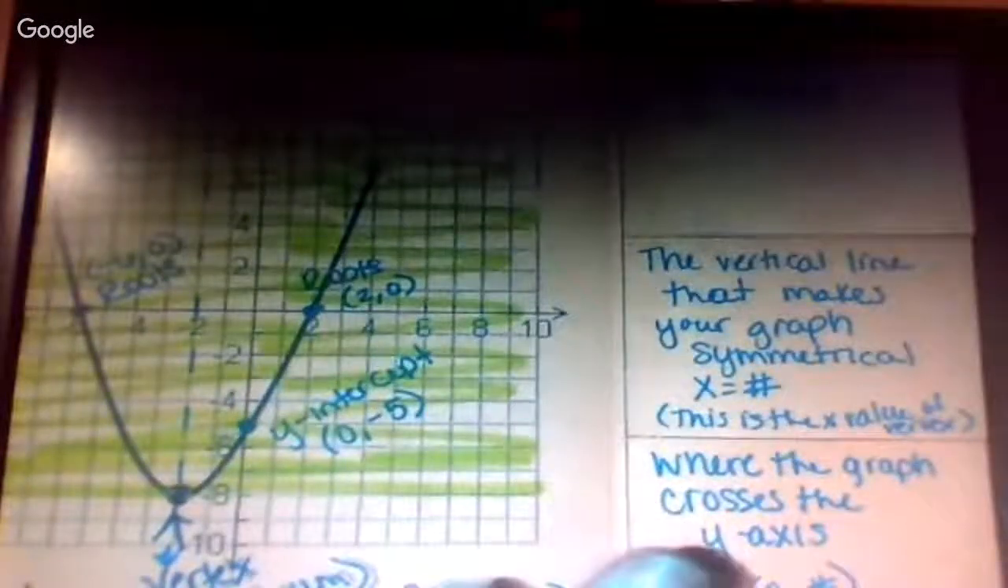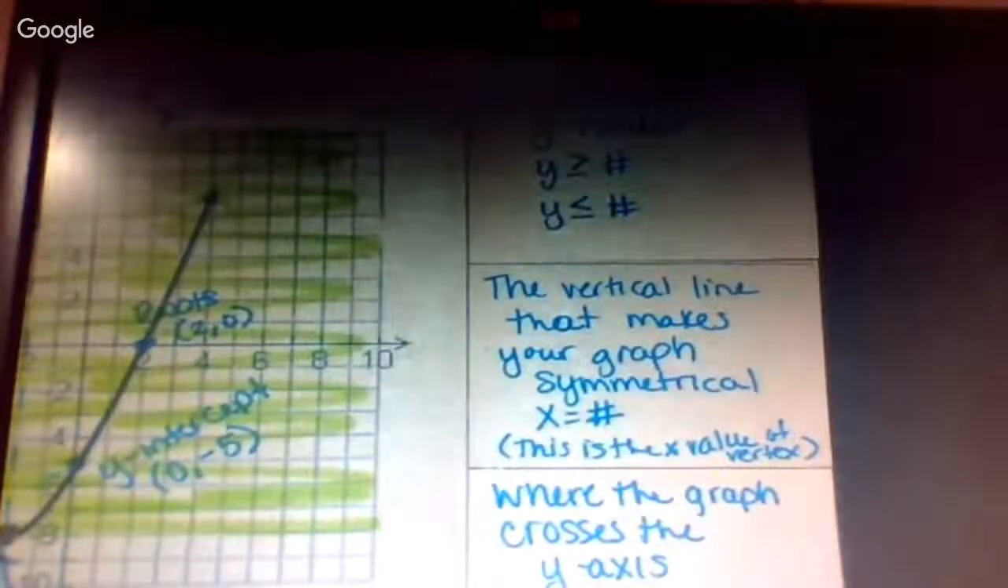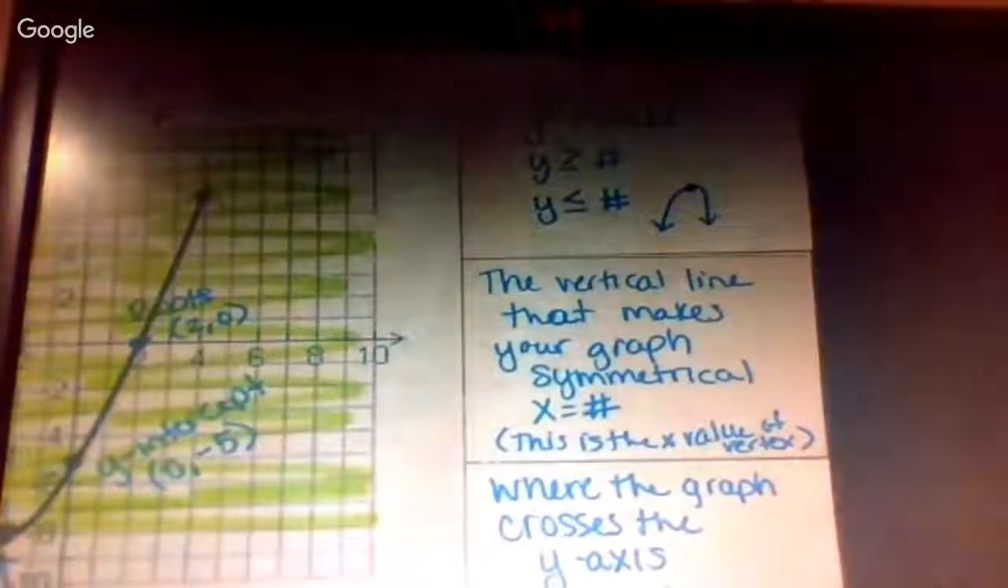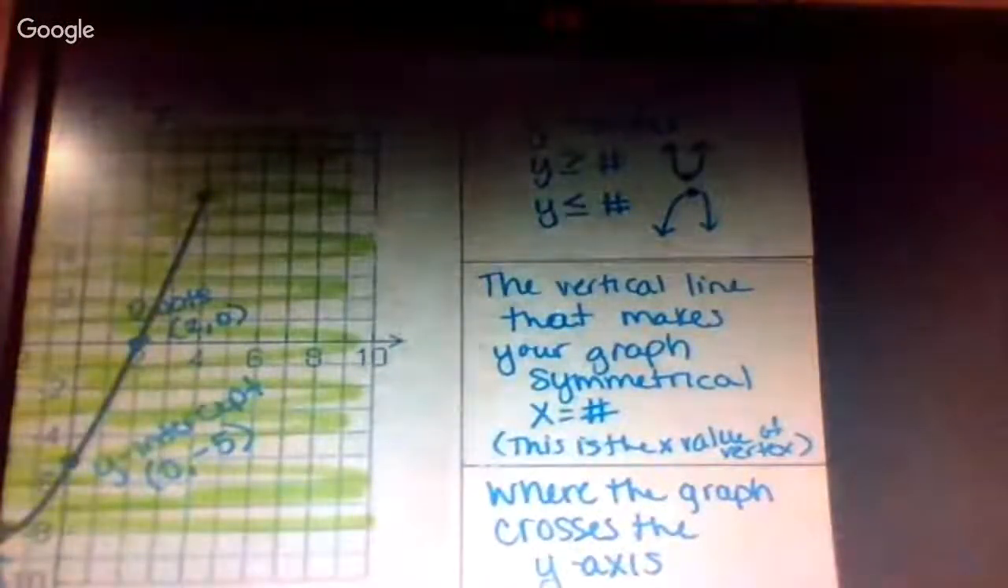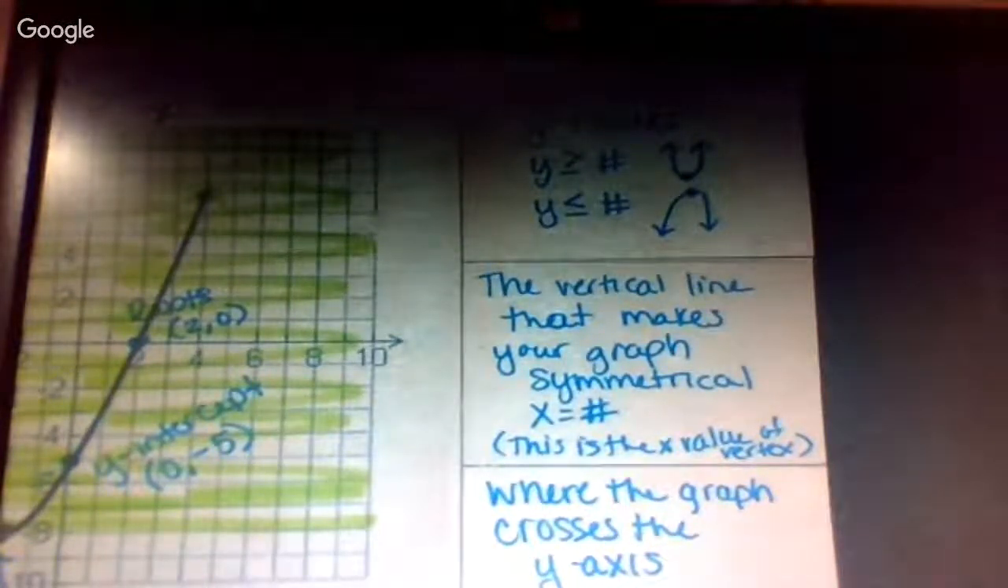Okay, so this is the set of all y values. You will always have something. It's either going to be y is greater than or equal to a number, or y is less than or equal to a number. Think about it. If you have an upside down parabola, it's going to be y is less than or equal to a number because that's your highest point. If you have a right side up parabola, it's y is greater than or equal to that number. Questions?